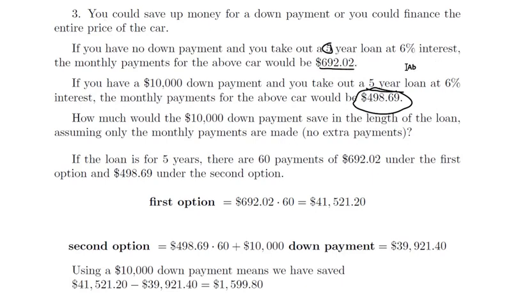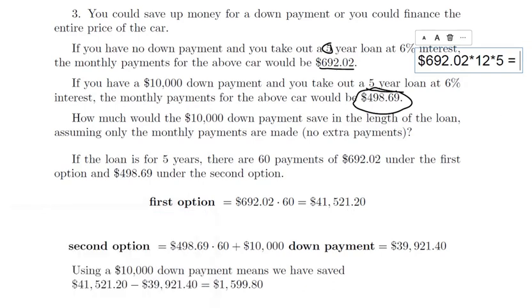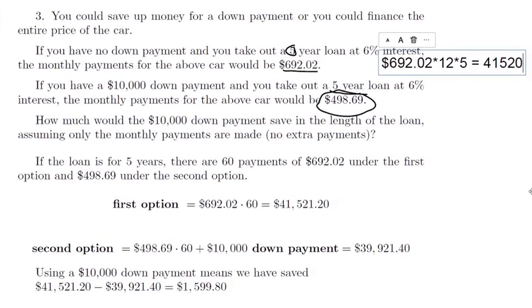So the total amount of money we're going to owe without the down payment is we got $692, 12 times a year for 5 years. Right, so we got to multiply those things to find out the total cost. It's good to double check my math here. So that's $41,521. Oops. So that's without the down payment.